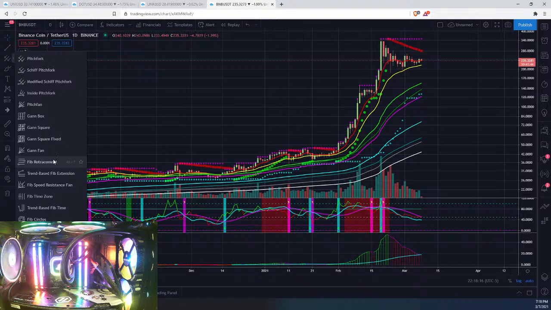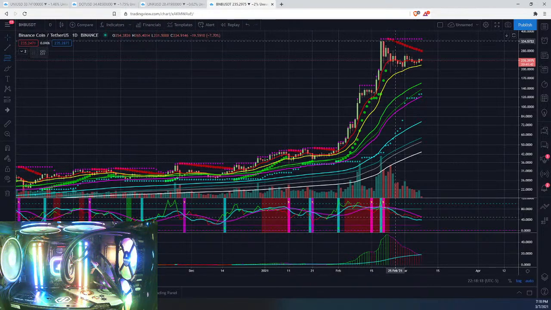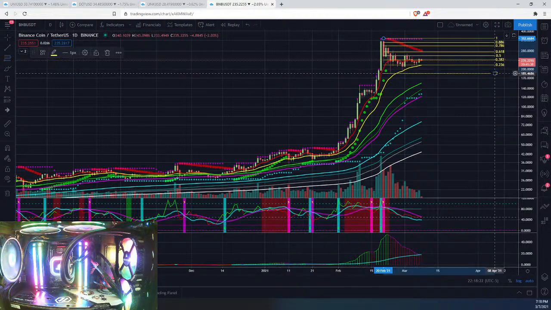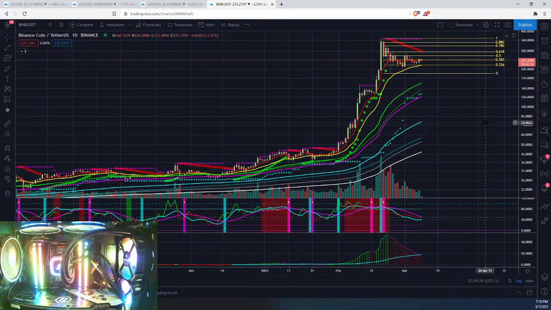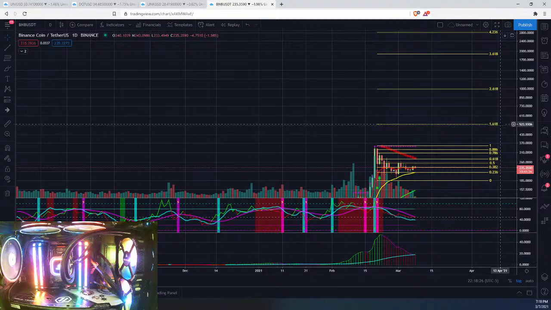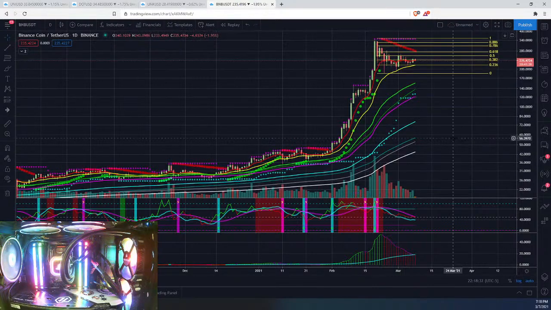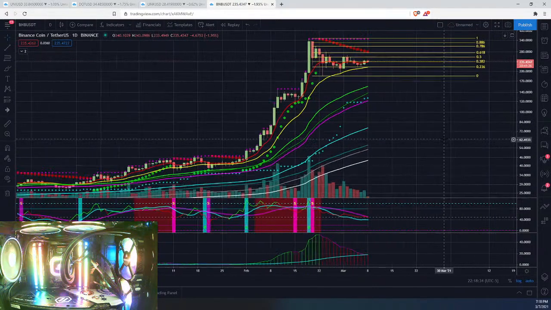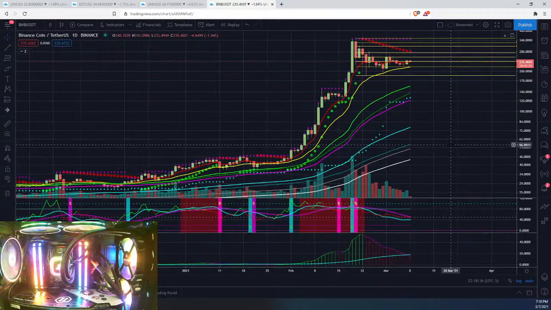You can do fib extensions from the top, assuming this was the end of the sell-off and it's just going to keep going to the upside. You can get your fib extension target, and the next target on this thing is $530, then $1,000. Is that realistic? I mean, it's about as realistic as $340. It just hasn't happened yet.